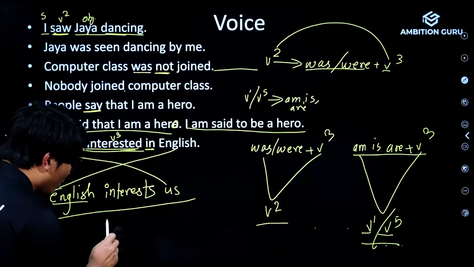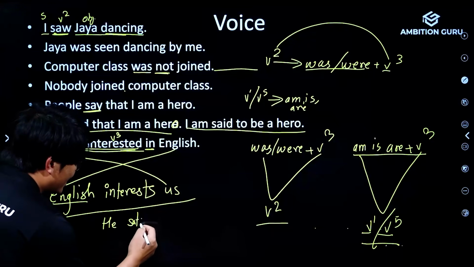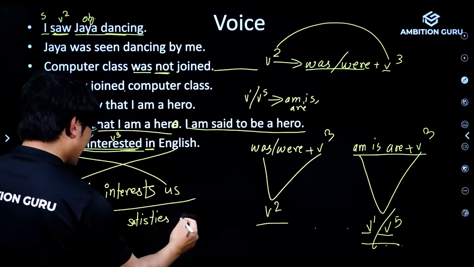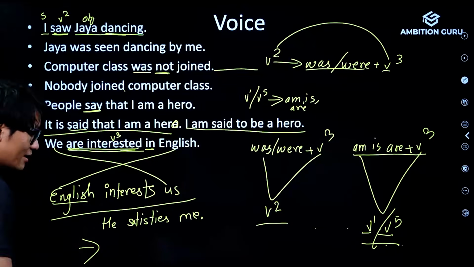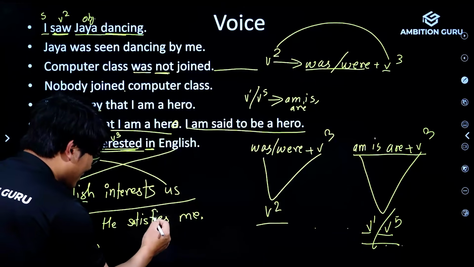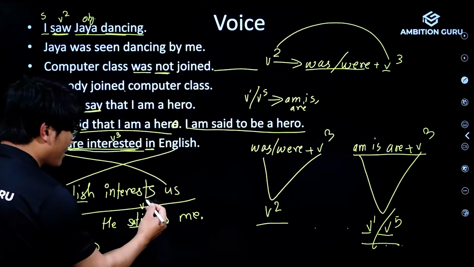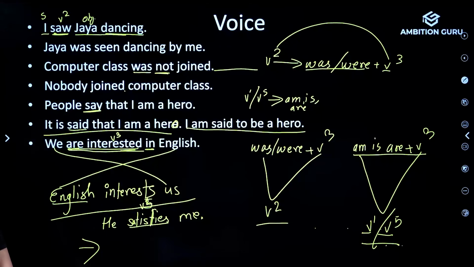Okay, he satisfies me. One question is here. He satisfies me. So what's its answer? It sounds weird, but this is another sentence. He satisfies me. This is active. Satisfies me. So satisfies is verb 5. Remember, this is verb 5, okay, not verb 2.